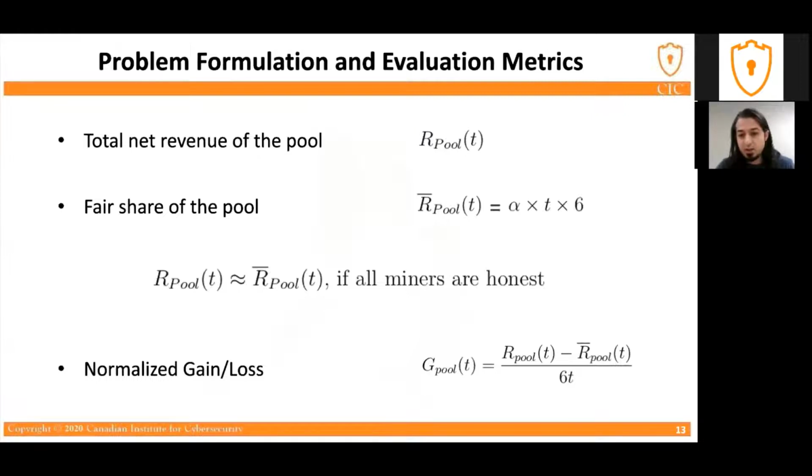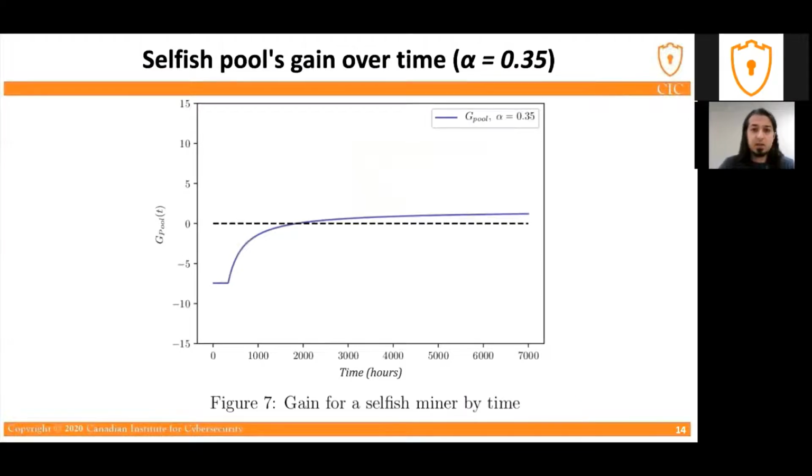We call it G pool, and it's a function of time. It's R(t) minus R bar(t) over 60, and 60 is for normalizing, because we have 6 blocks every hour. And so this is G of pool, the normalized gain or loss that I introduced in the previous slide, in time. As I said, the profitability of selfish mining changes throughout time.